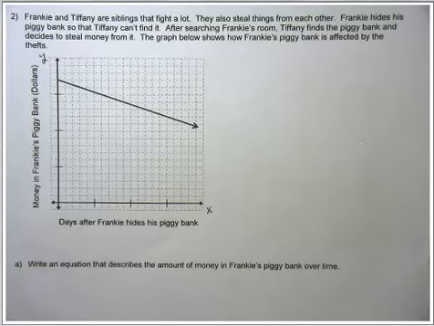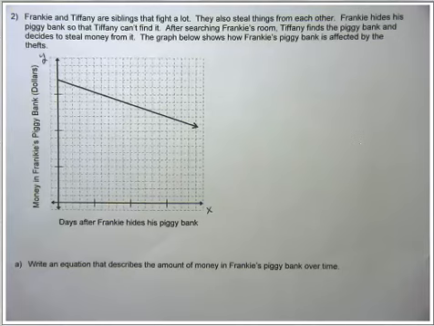We're going to look at a second linear relationship. Frankie and Tiffany are siblings that fight a lot. They also steal things from each other. Frankie hides his piggy bank so that Tiffany can't find it. After searching Frankie's room, Tiffany finds the piggy bank and decides to steal money from it. The graph below shows how Frankie's piggy bank is affected by the thefts.